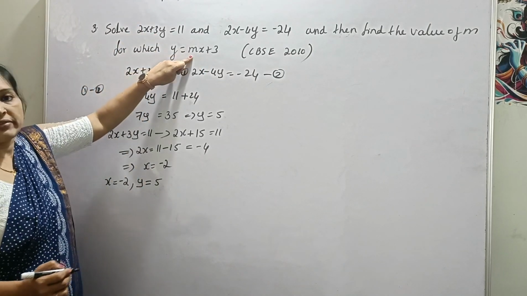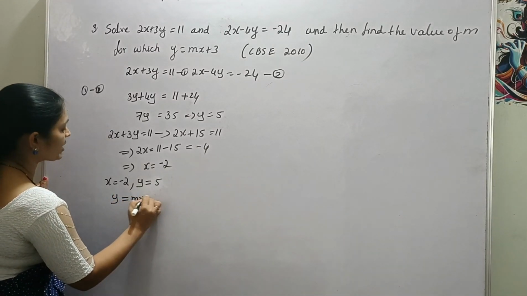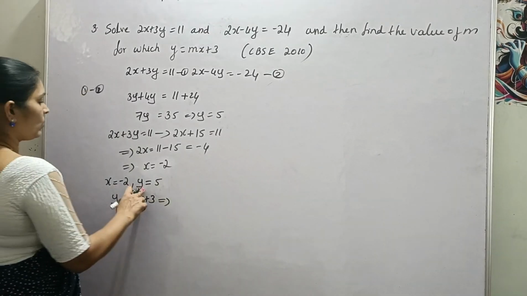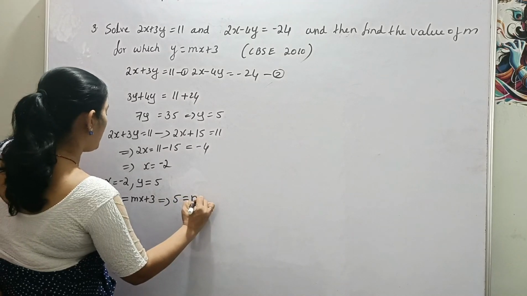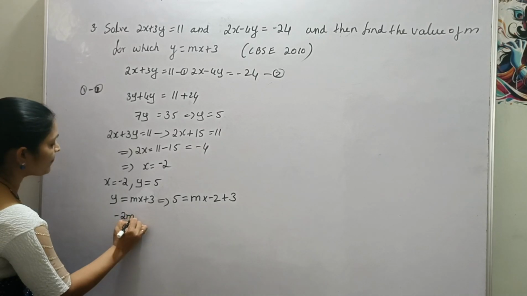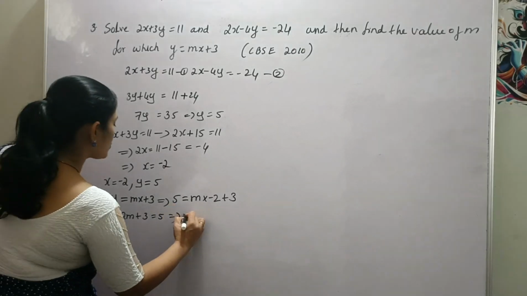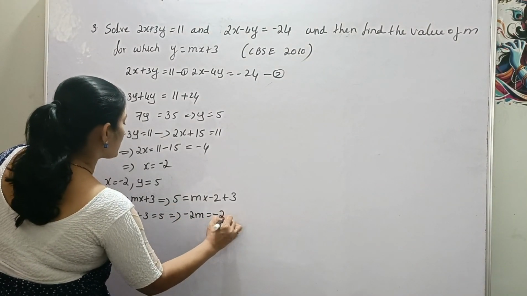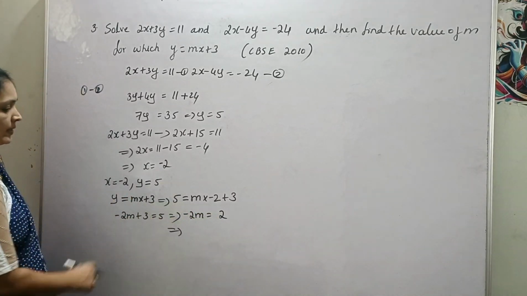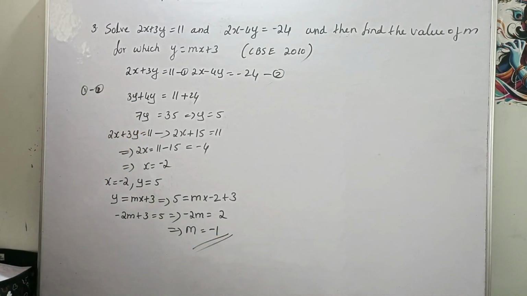And we need to find the value of m. Given equation of line is y is equal to mx plus 3. Y is 5, is equal to m into minus 2 plus 3. Okay, that is minus 2m plus 3 is equal to 5. That implies take 3 to the right side. So minus 2m is equal to 5 minus 3, that is plus 2. So m is equal to minus 1. M is equal to minus 1.